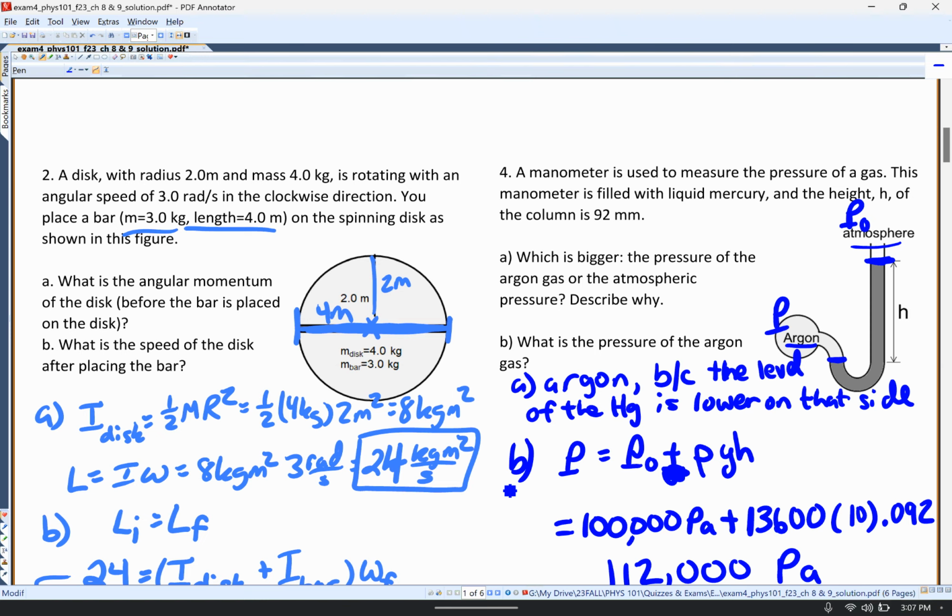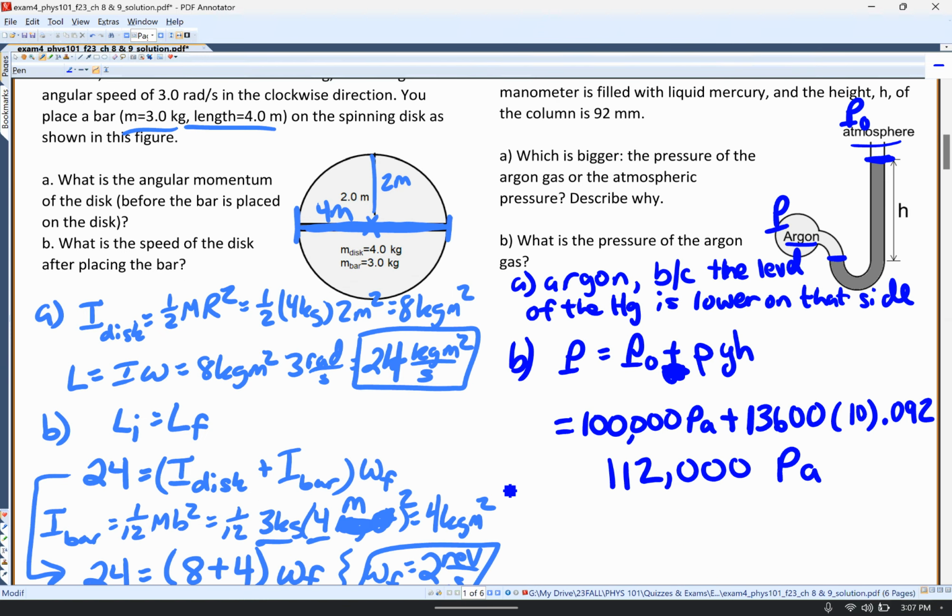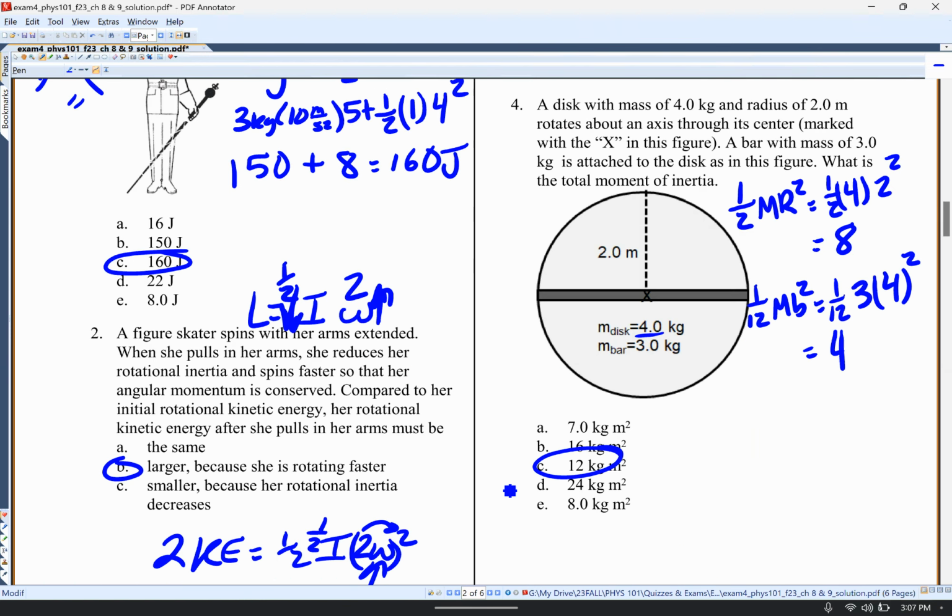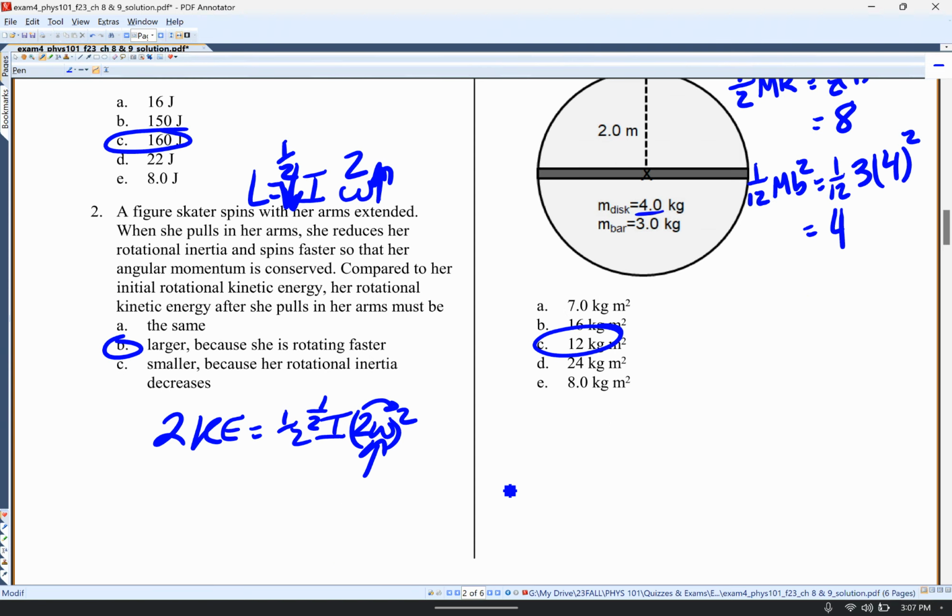It is. I'm probably going to replace that with a different question, okay? But the answer here should have been C for number 4. But again, I'm probably going to replace it.